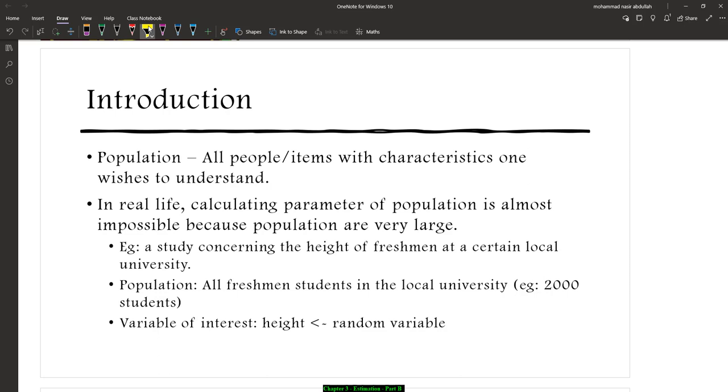Let's say, for example, the topic that I gave just now, knowledge, attitude and practice on dengue fever prevention at Perak Tengah district. Perak Tengah district consists of many residents, maybe 500,000, so very large. So to calculate the parameter from the population is nearly impossible. That's why in many statistical works, we are taking a portion from a population, which means that we are taking a sample, either a single sample or many samples.